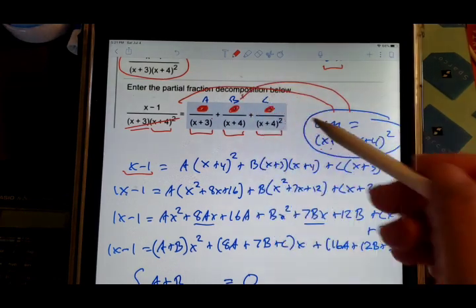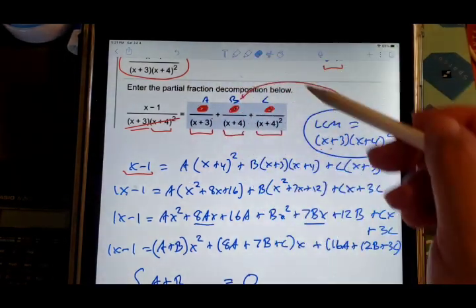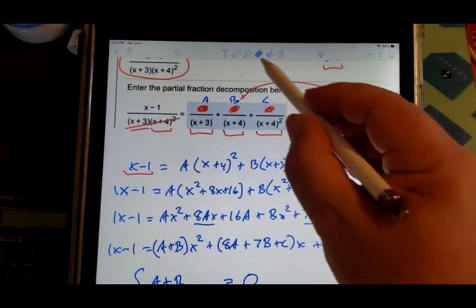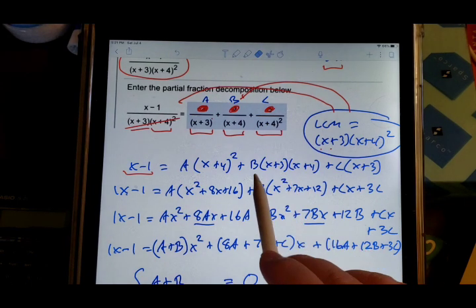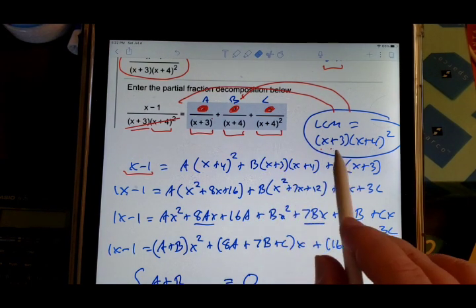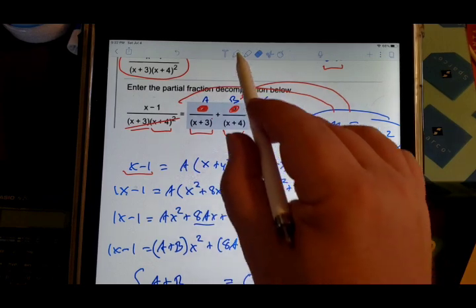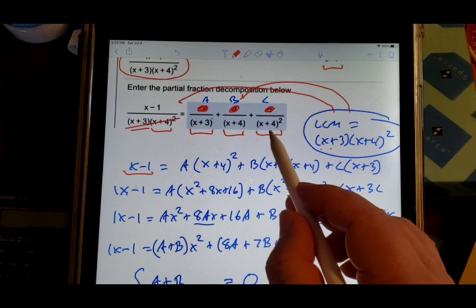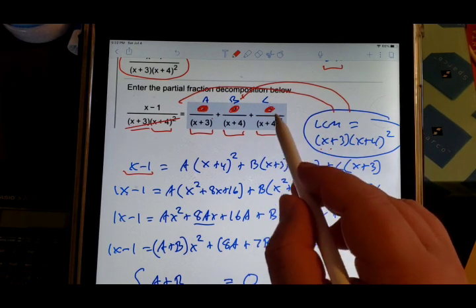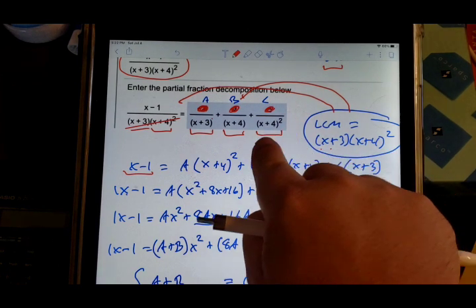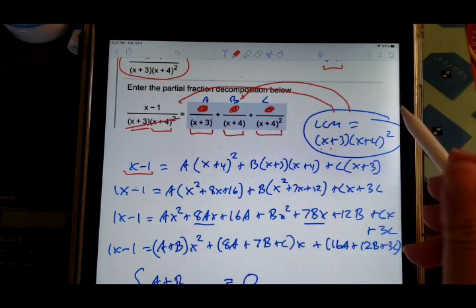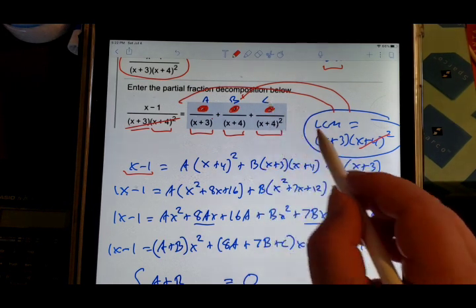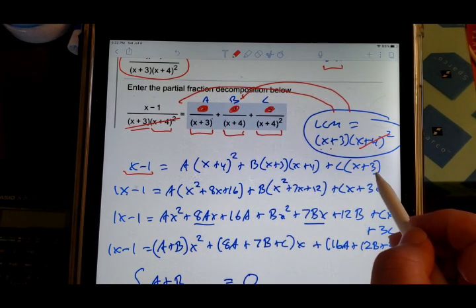When I multiply the second one by the LCM, it's going to cancel one of the x plus 4s and give me the x plus 3 and one of the x plus 4. So there's no square here, for example. All right, and then this one is actually the nicest one. I always like this last one because it has the higher degree. So this is x plus 4 squared. So it's going to cancel this entire x plus 4 out. So I'm just going to get C times x plus 3.